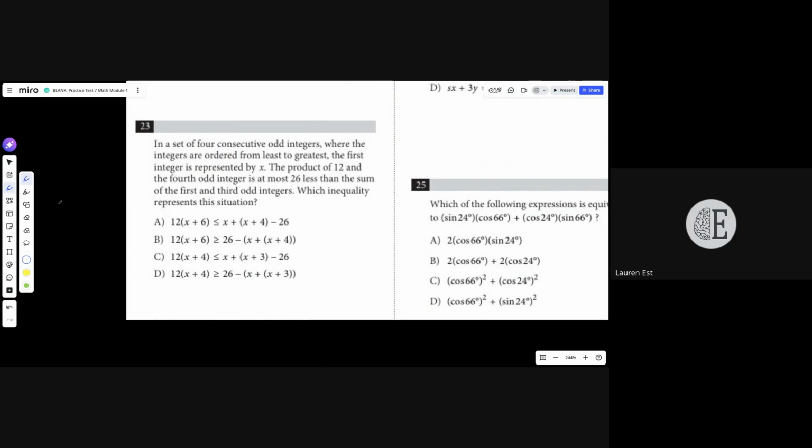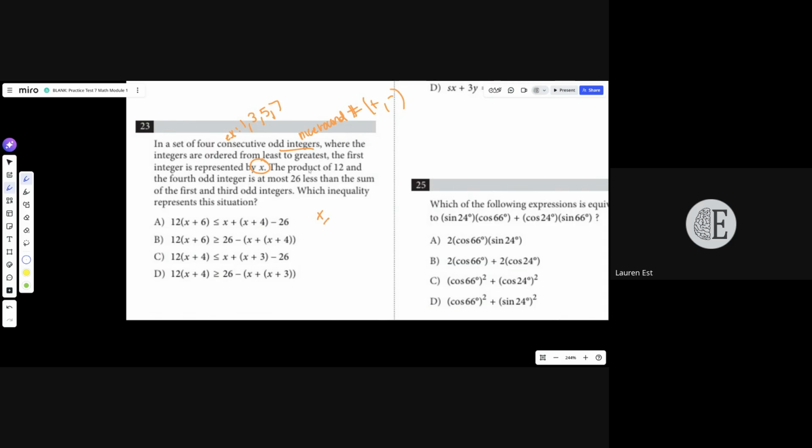In a set of, okay, I hate these. In a set of 4 consecutive odd integers. Integers is a nice round number, and it can be positive or negative. 4 consecutive odd integers. An example of that is going to be 1, 3, 5, 7, where the integers are ordered from least to greatest. Okay. The first integer is represented by x. Okay. So this is going to be x.